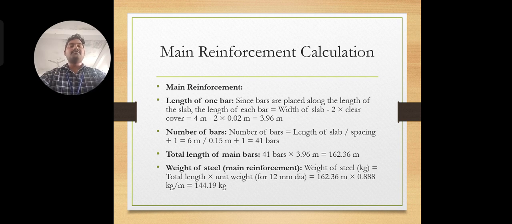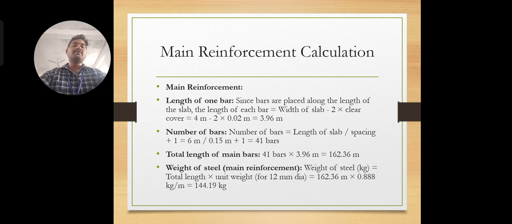So if you want to calculate the quantity, that is equal to total length multiplied by the unit weight. Here the unit weight is not given in the problem, as I already told, but they may have taken 0.888 kg per meter. That is the value they have taken. So the answer is 144.19 kgs of steel reinforcement needed. So this is only for the main reinforcement.